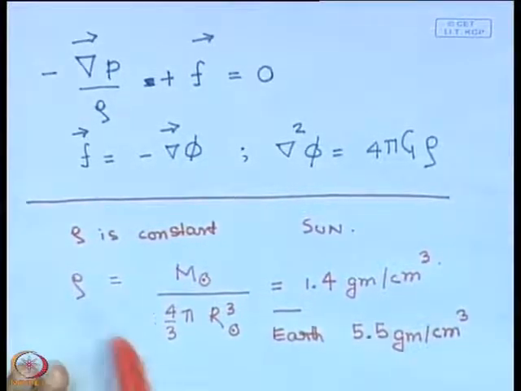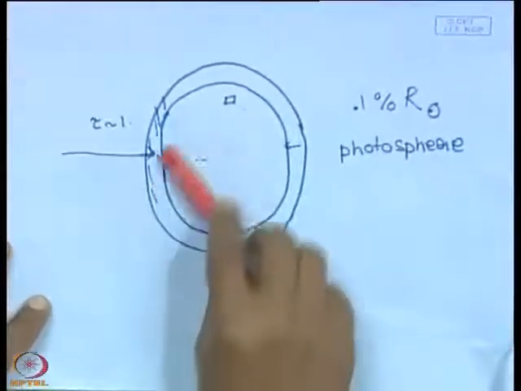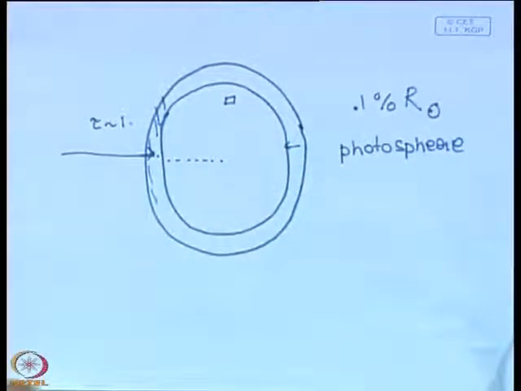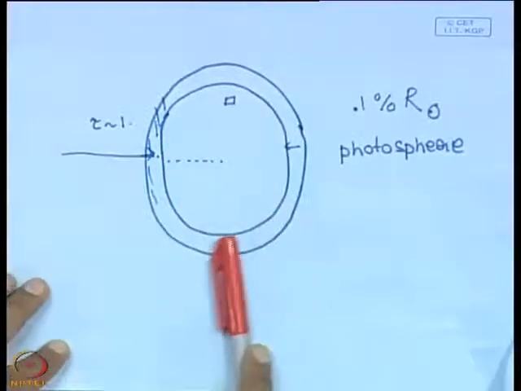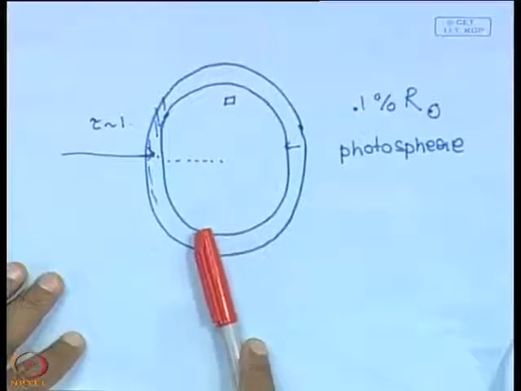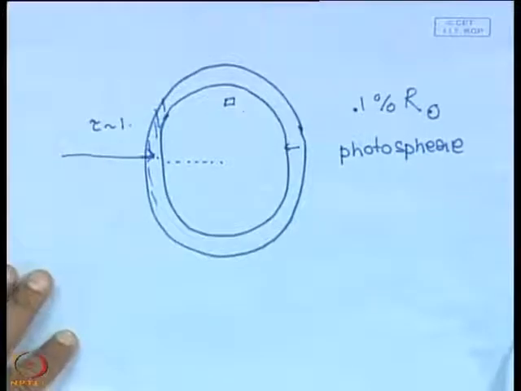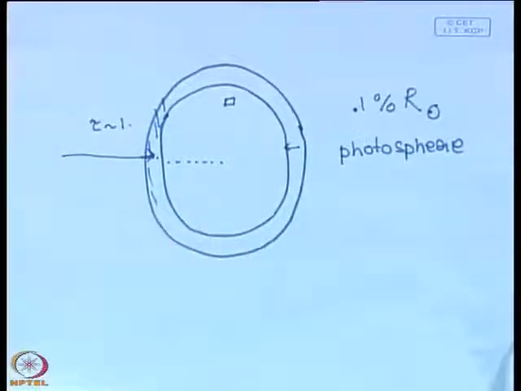Okay, so the mean density of the sun is comparable to that of water, and you might naively think that this is some kind of a liquid, but it is not so. This is mainly made up of hydrogen, and the temperature and the density inside is sufficient to ionize the hydrogen. So this is essentially a plasma where you have the protons and the electrons free inside this.